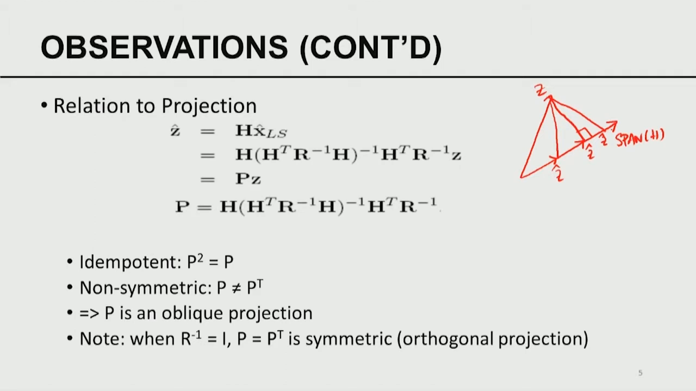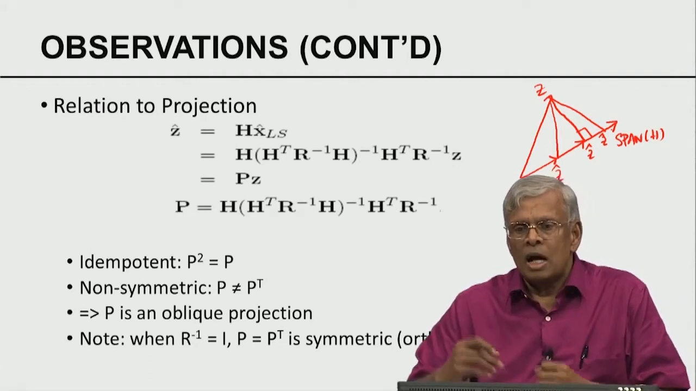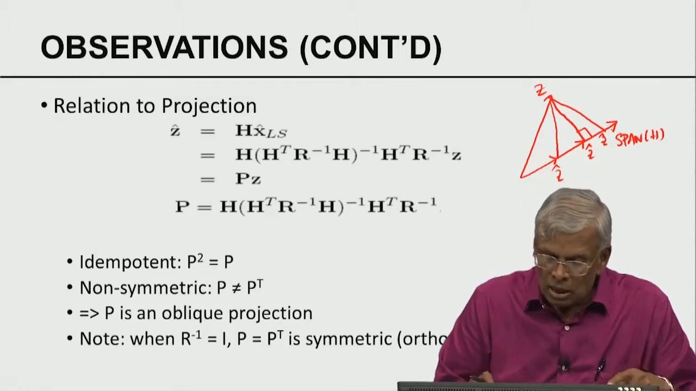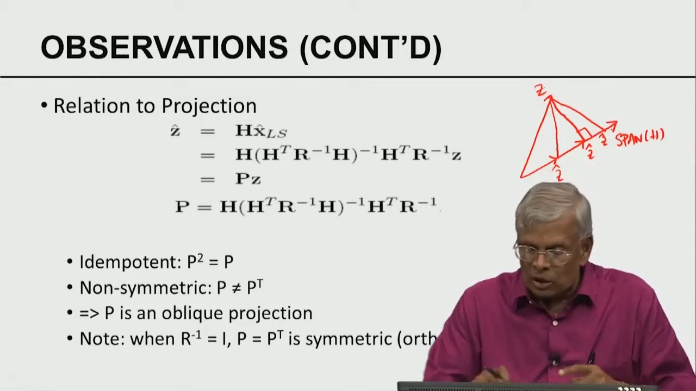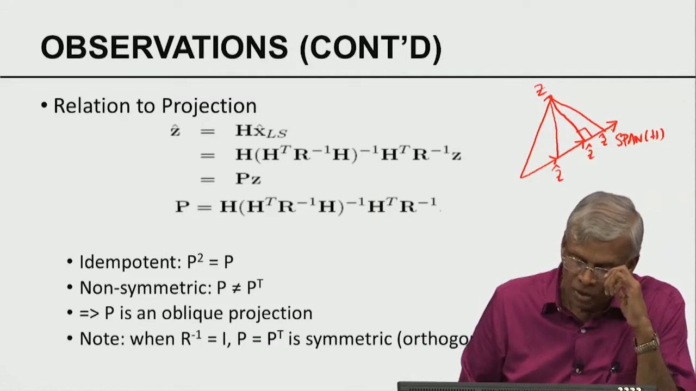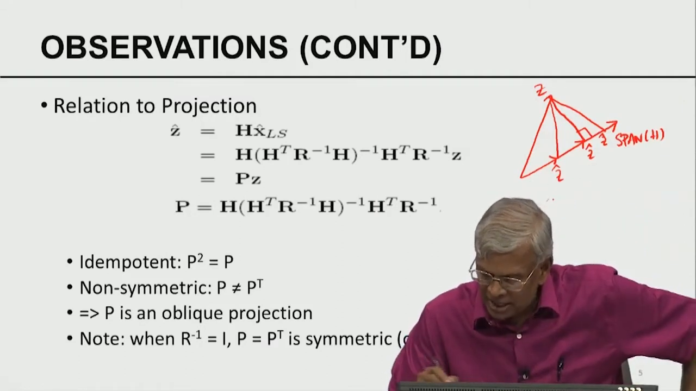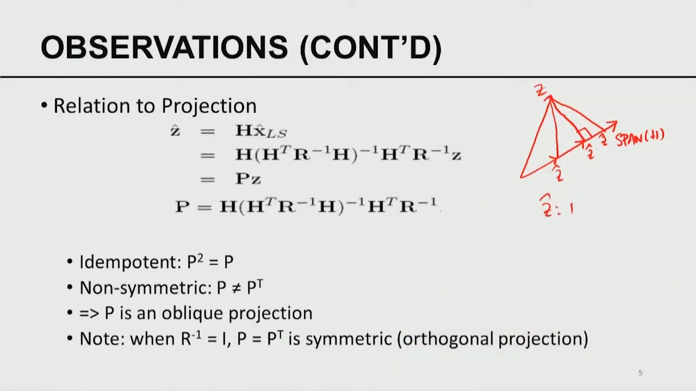Oblique projection occurs when there is a weighted least squares. Orthogonal projection comes in only when you do ordinary least squares. These are weighted least squares, so we are going to get oblique projections in here. Therefore, whichever projection you have, z hat is always equal to H times x_LS. The formula for x_LS is already known. You substitute that formula. This is the expression for the projection of z onto the span of H.